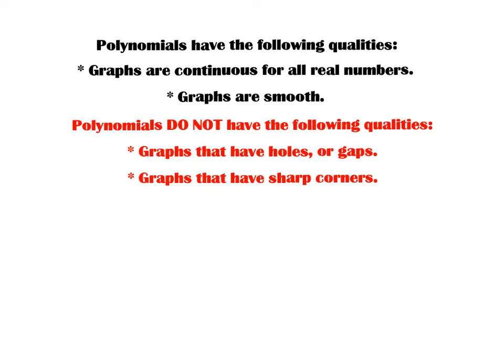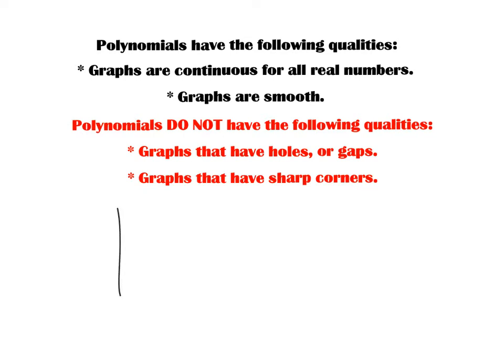So polynomials have the following qualities. Their graphs are continuous for all real numbers, and they are smooth. Therefore, polynomials do not have the following qualities. They do not have holes or gaps, and do not have sharp corners.